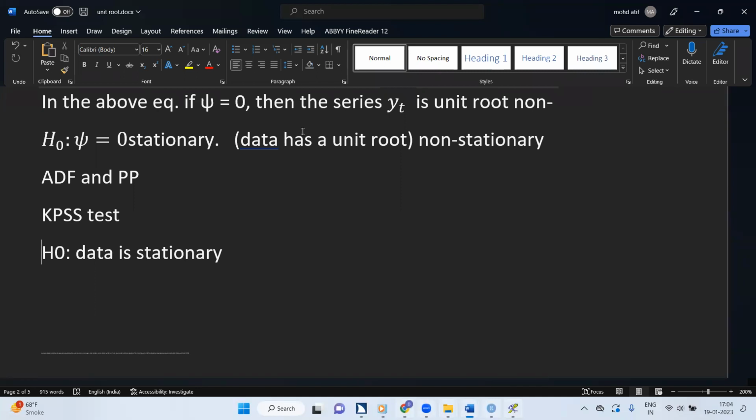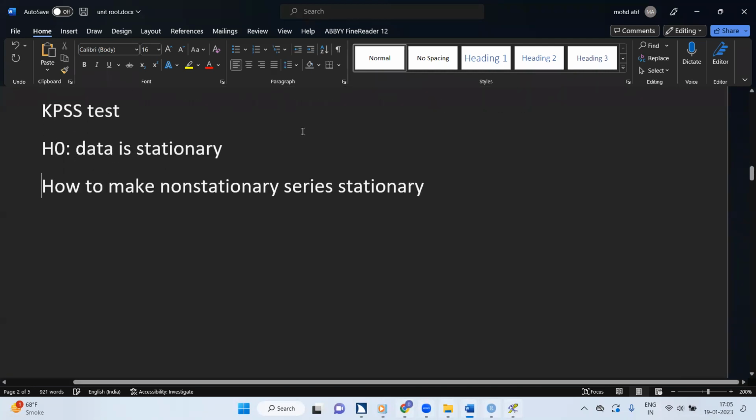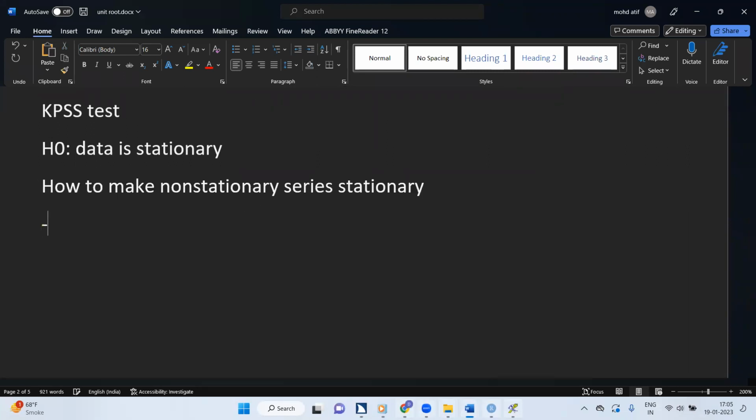Now, what to do with a non-stationary series? Suppose a series is non-stationary. Now, what to do? Before doing any regression, we must make it stationary. And how can we make it stationary? It's quite simple. The process is called differencing. How to make a non-stationary series stationary? Answer is by differencing.